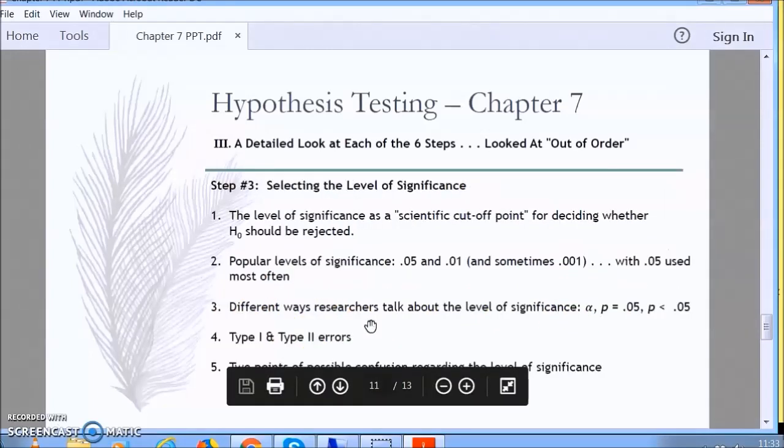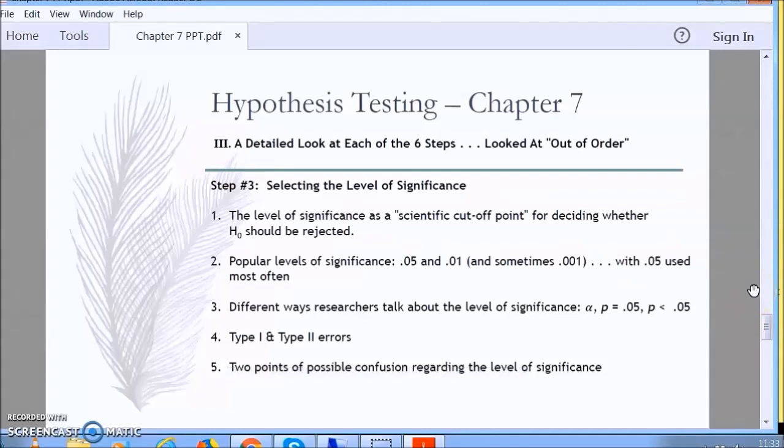Let us now go to the part about level of significance. The level of significance is the scientific cutoff point for deciding whether the null hypothesis should be rejected. This is an important and a very critical point. The most popular levels of significance are 0.05 and 0.01. Sometimes you also have 0.001, but 0.05 is the most commonly used level of significance, p-value.